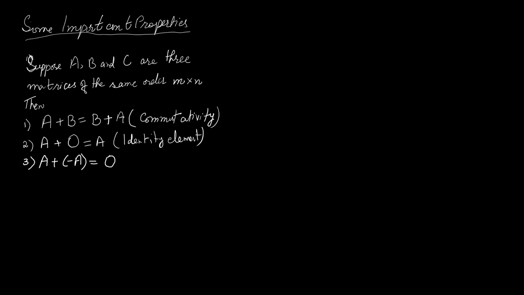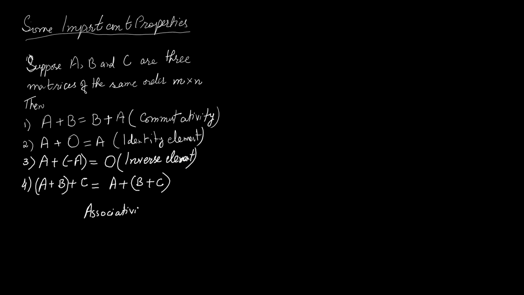Third property, for each matrix A there exists another matrix represented by minus A such that adding minus A to A results in the zero matrix. The matrix minus A is called the additive inverse of A. Actually, A and minus A are additive inverses of each other. The last property is the associativity of addition. The matrix addition is associative.